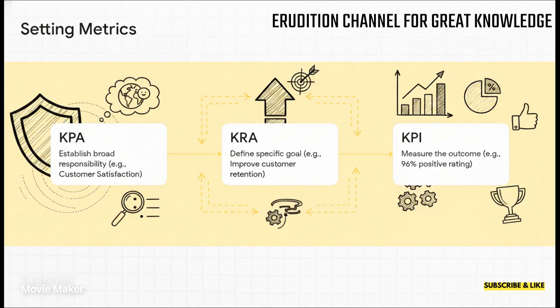By linking these three concepts, what started as a confusing alphabet soup actually becomes a really structured, easy way to guarantee organizational success. It goes like this. Step 1: your KPA establishes your broad responsibility, like, say, customer satisfaction. Step 2: your KRA defines the specific goal, like improve customer retention. And step 3, your KPI measures the outcome, like achieve a 96% positive rating on post-purchase surveys. See how nicely that flows into one another? It takes you all the way from big abstract ideas right down to highly measurable details.